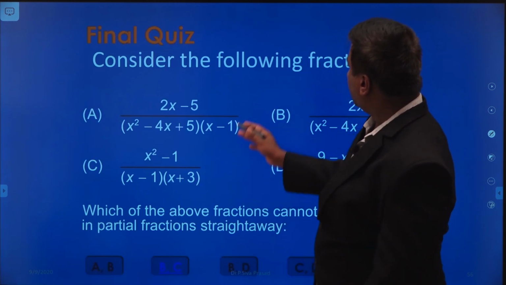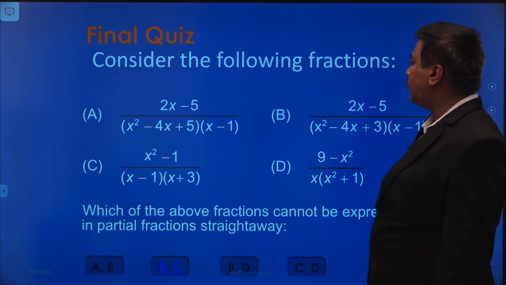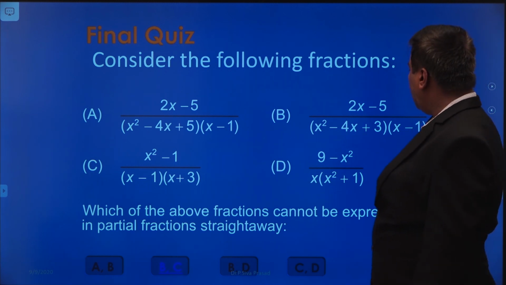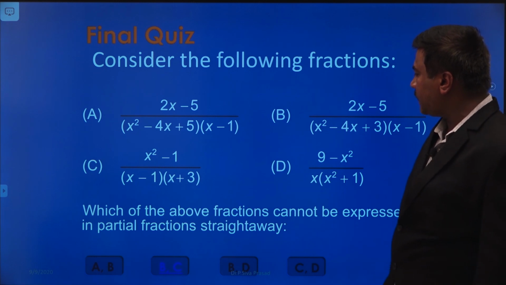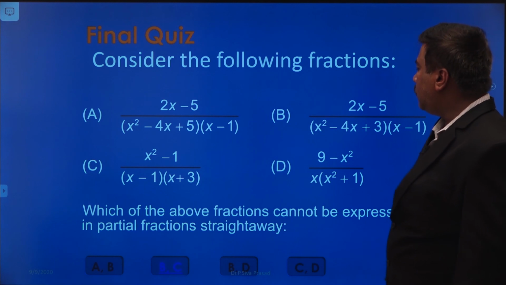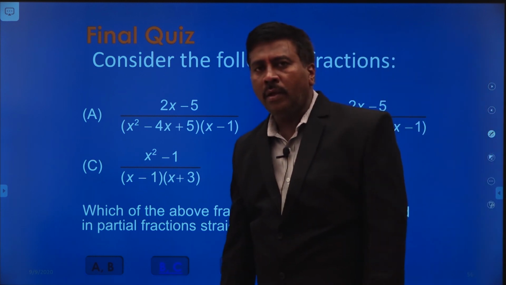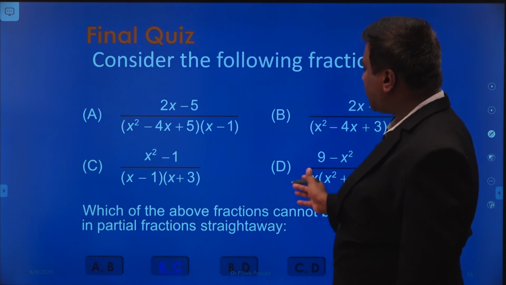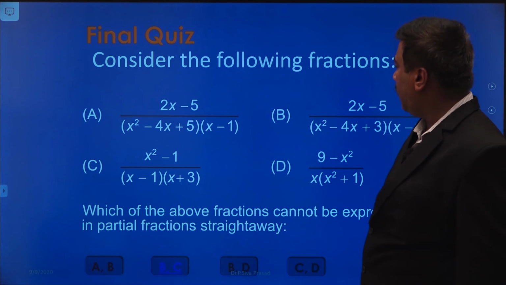Consider the following fractions. A: 2x minus 5 by x square minus 4x plus 5 into x minus 1. B: 2x minus 5 by x square minus 4x plus 3 into x minus 1. C: x square minus 1 by x minus 1 into x plus 3. D: 9 minus x square by x into x square plus 1. Which of the above fractions cannot be expressed in partial fractions straight away? You tell me.